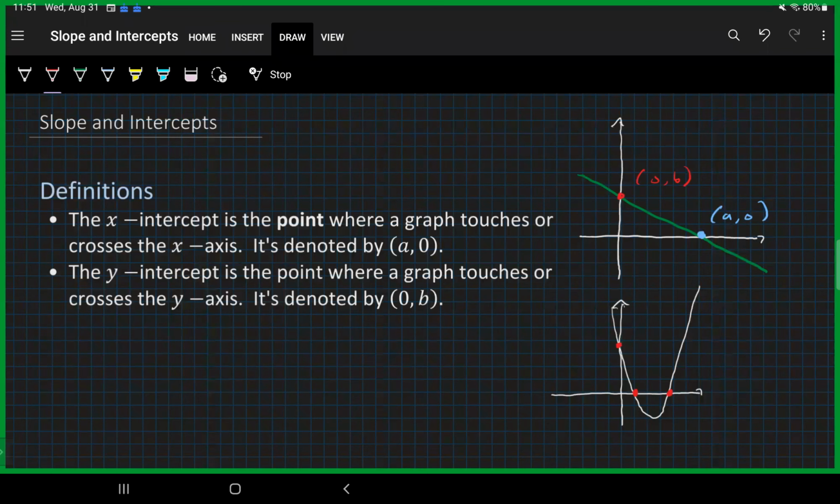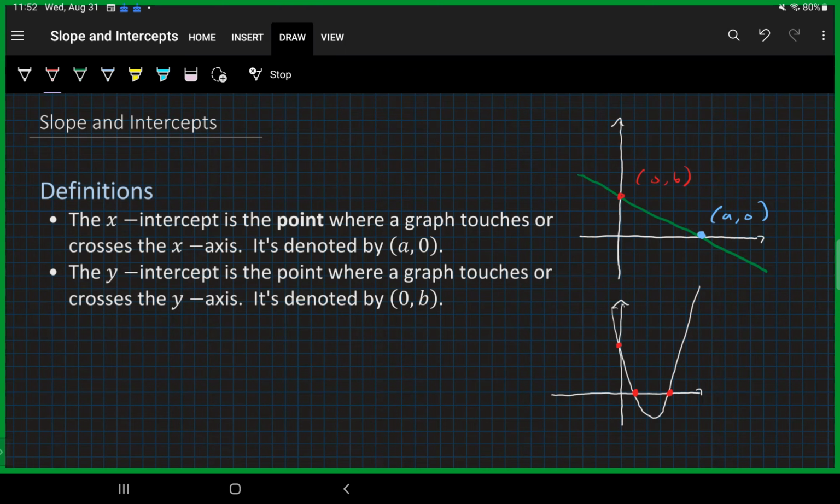In this video, we're going to talk about slope and intercepts. We're going to start off with intercepts, though. And so we're going to have some definitions to go through and then an example, and then we'll move on.